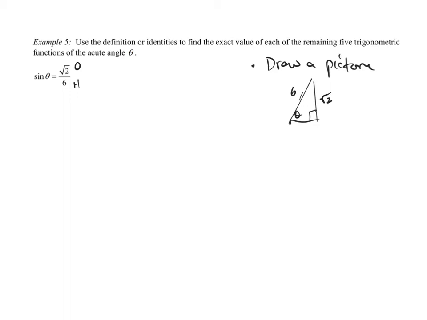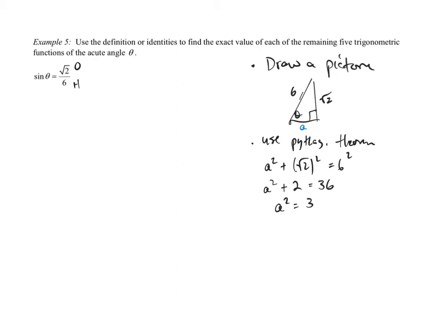So this is step one, to draw a picture so that you can see what is going on. Now we're missing a side of this right triangle, call it A. In order to find A, we're going to use the Pythagorean Theorem. That's going to say that A squared plus the square root of 2 squared is equal to 6 squared. So that's A squared plus 2, since square root of 2 squared is 2, is equal to 36. And so that means that A squared is equal to 34, so that A is equal to the square root of 34.